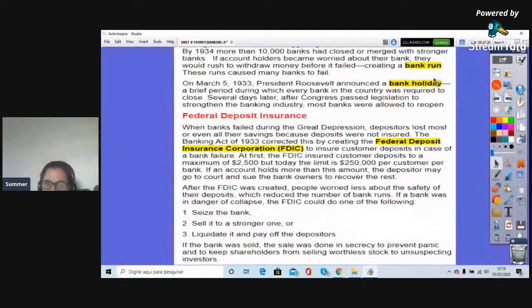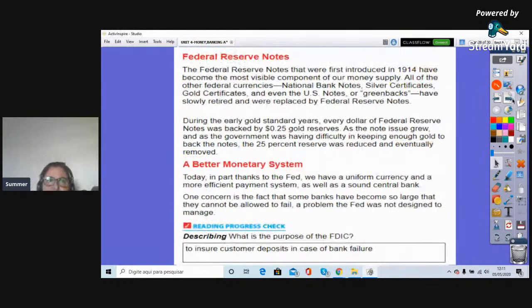Remember bank runs, when people withdraw their money? So if a bank was in danger of collapse, the FDIC could do one of the following. What can they do? They could seize the bank, they could sell the bank to a stronger one, or they can liquidate it and pay off the depositors. If the bank was sold, the sale was done in secrecy to prevent panic and to keep shareholders from selling worthless stock to unsuspecting investors.